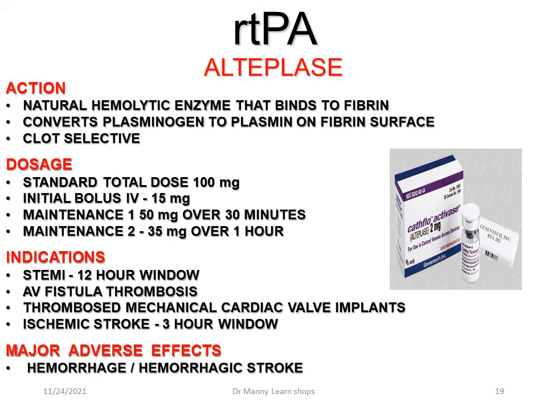rtPA, also known as ALTEPLASE, is a natural hemolytic enzyme that binds to fibrin. And it converts plasminogen to plasmin on the fibrin surface, and it's very clot selective. The standard dose is typically 100 milligrams, an initial bolus of 15 milligrams, and maintenance 50 milligrams over 30 minutes. The second maintenance dose 35 milligrams over an hour.